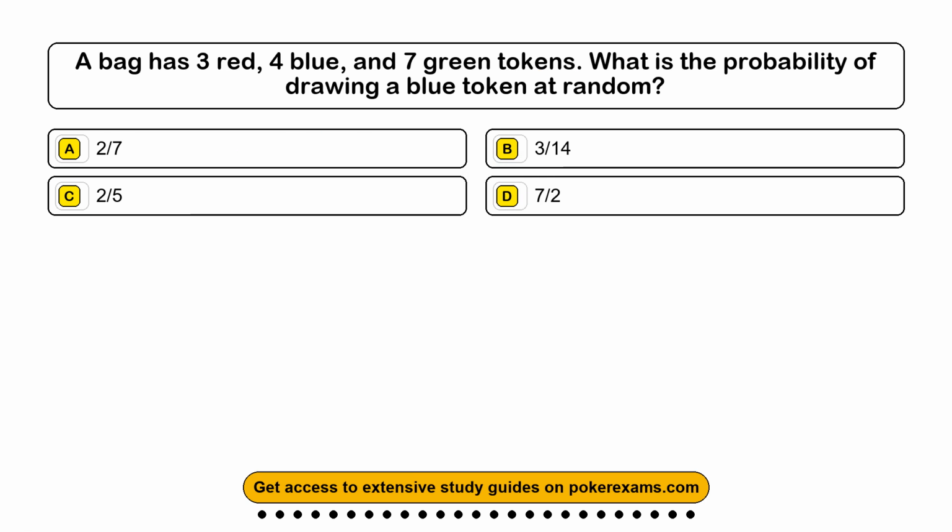Question 22. A bag has 3 red, 4 blue, and 7 green tokens. What is the probability of drawing a blue token at random? Option A 2/7, Option B 3/14, Option C 2/5, Option D 7/2.